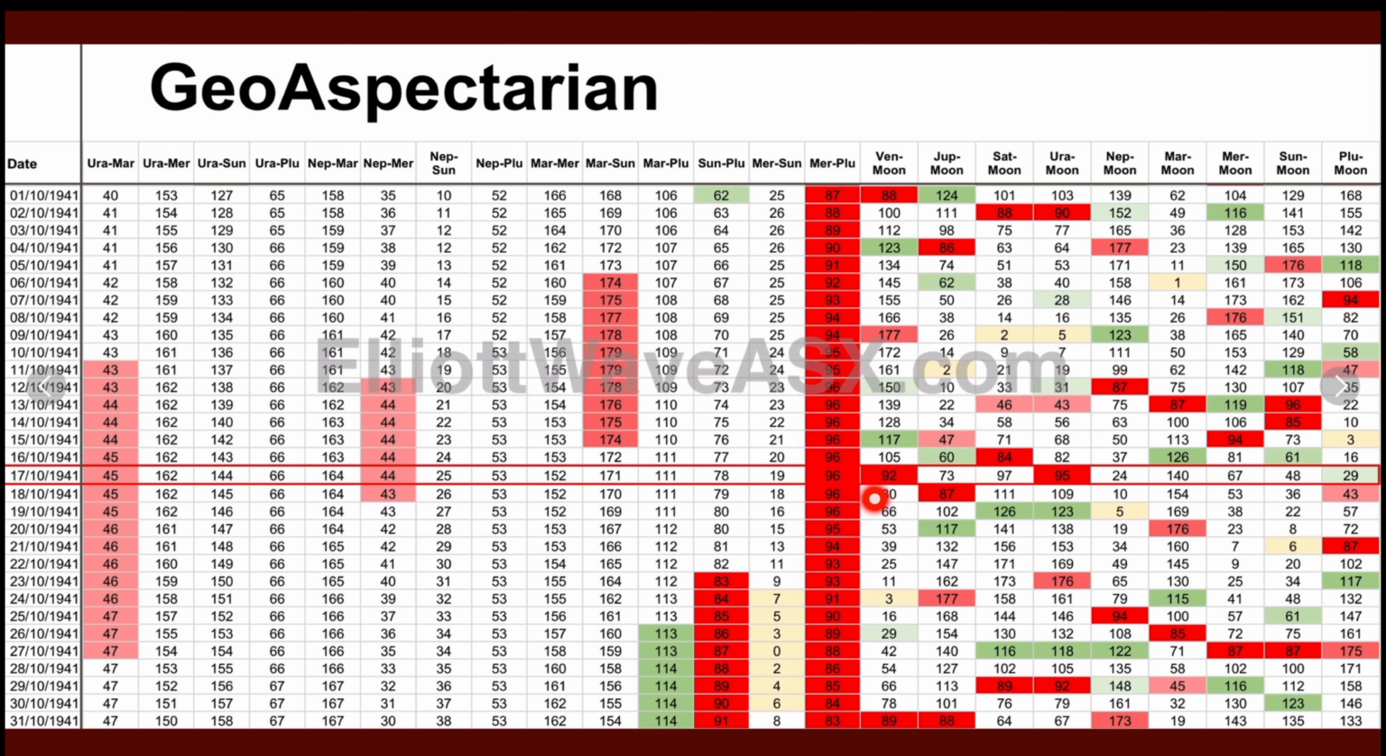Mercury-Pluto square, Venus-Moon square, Jupiter-Moon just coming into a square, and Uranus and the Moon a square.